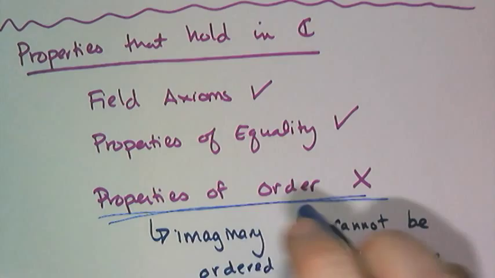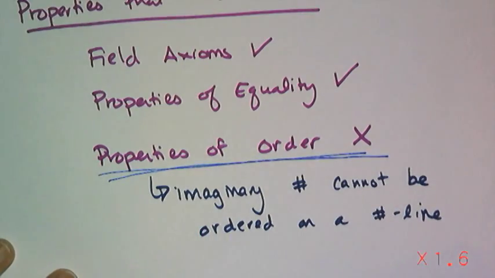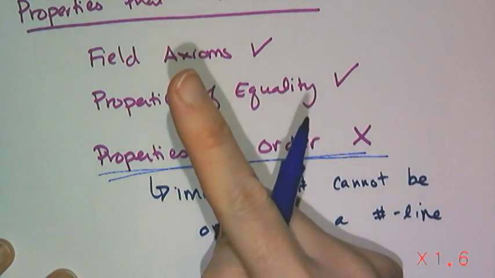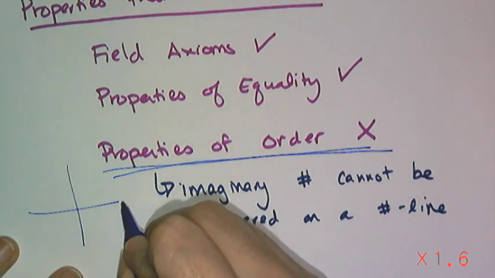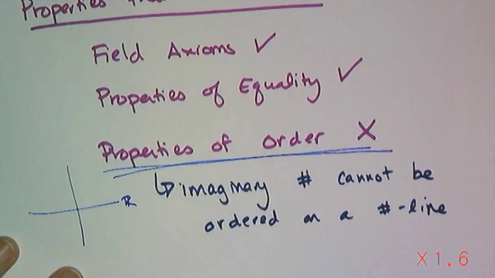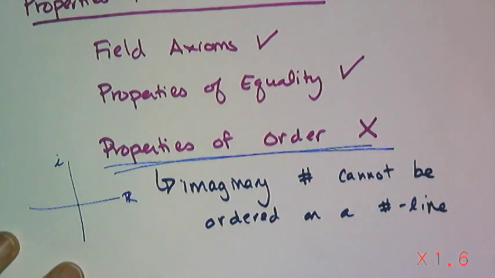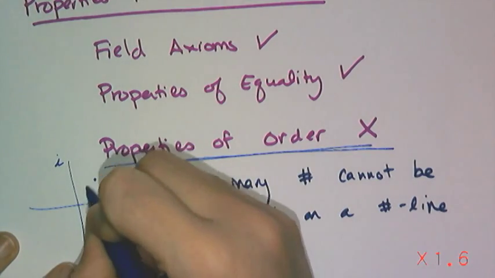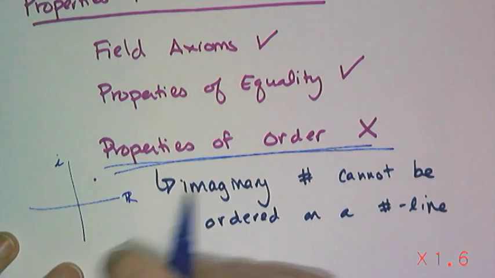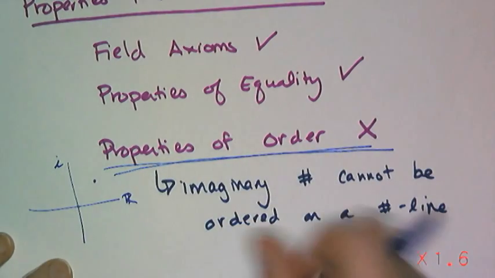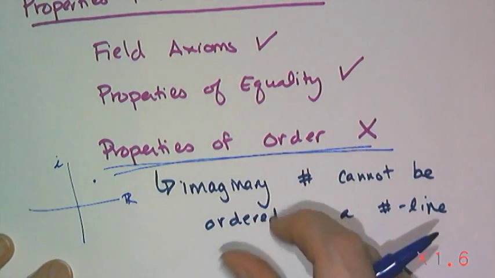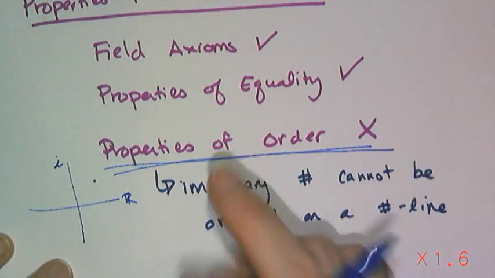As a matter of fact, when you plot imaginary numbers, they're not on a number line. You actually plot them on a plane where one axis represents the real part and the other axis represents the imaginary part. So your numbers end up being dots in a coordinate plane. So there's no saying one of those dots is greater than another dot. So no properties of order in complex numbers.